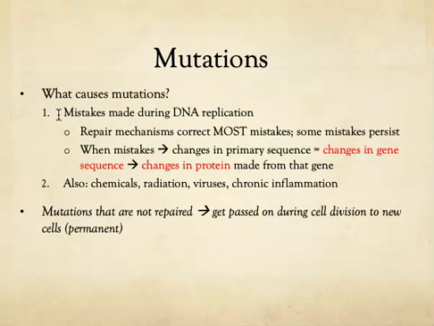Prokaryotic organisms also have proofreading and repair mechanisms, but not as extensive as eukaryotes have. When the systems fail and a mistake persists, you've now got a change in the sequence of bases, the primary structure. That means sometimes a change in a gene, and that could possibly create a change in the protein that gets made from that gene.